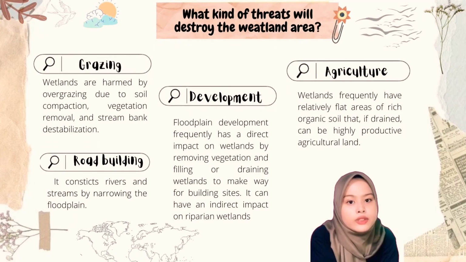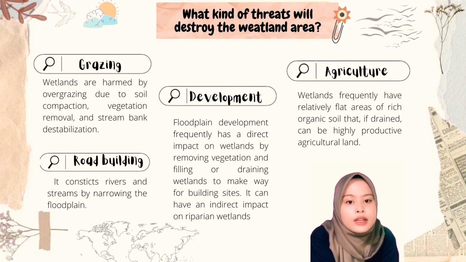What kind of threat will destroy wetland areas? Firstly is grazing. Wetlands are harmed by overgrazing due to soil compaction, vegetation removal, and stream bank destabilization. Next is development. Floodplain development frequently has a direct impact on wetlands by removing vegetation and filling or draining wetlands to make way for building sites. It can have an indirect impact on riparian wetlands.